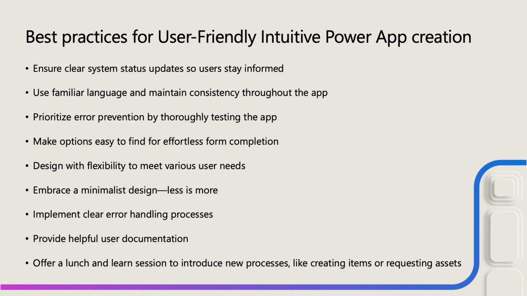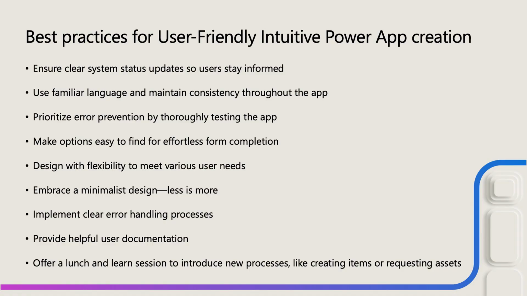Prioritize error prevention by thoroughly testing the app and making sure it functions correctly. Options should be visible and easy to find, allowing users to complete forms effortlessly. Flexibility in design is also important. Being adaptable ensures the app meets various user needs. Embrace a minimalist design approach. In this case, less is often more.